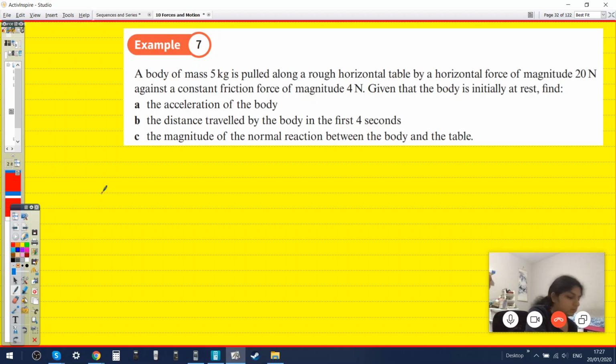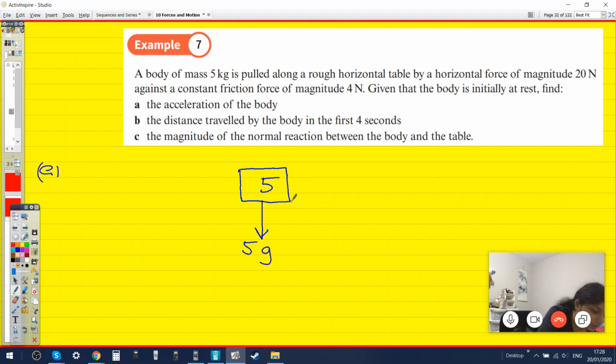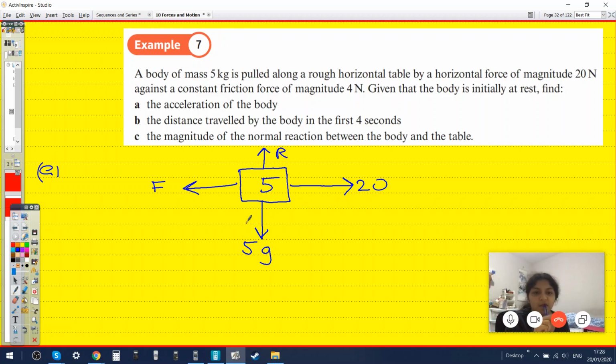Okay. You have to draw a force diagram first. So, you know the mass is 5 kg, so the first thing is weight is 5g. And then the horizontal force is 20 newtons, so you have to draw that. And then there's a friction force, 4, and then there's the reaction force upwards.